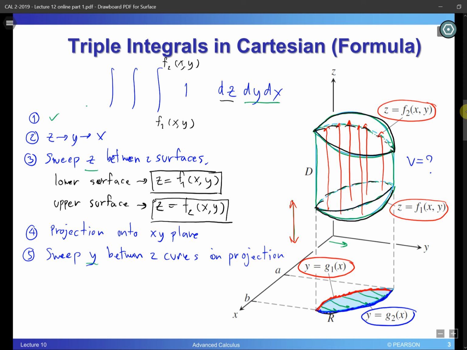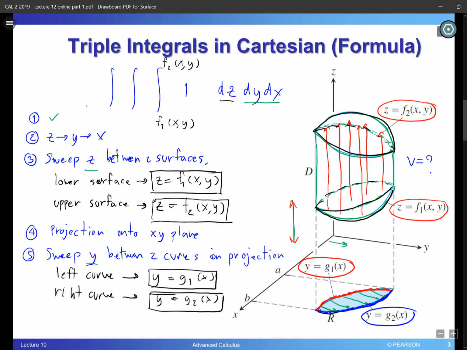So we have the left curve, which is y equal to g1(x). That is the boundary, the start of the sweeping of y. And then we have the right curve, which is y equal to g2(x). That is the end of y sweeping. So these two boundaries are supposed to show up in the formula. All right, y sweeps from g1(x) to g2(x).